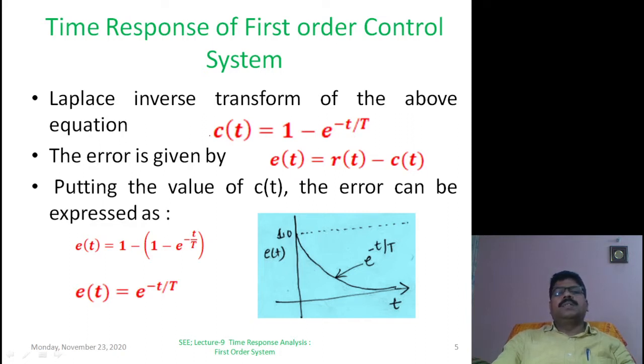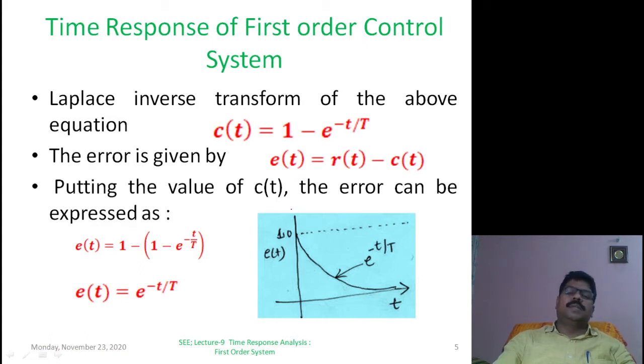So here this C(t) is the output, and since you know the error is between the reference input and the output, e(t) equals r(t) minus c(t). Putting the value of c(t), which is 1 minus e to the power minus t by capital T, and r(t) equal to 1, we get 1 minus 1 plus e to the power minus small t by capital T. So the error is e to the power minus t by capital T, meaning exponentially decaying.